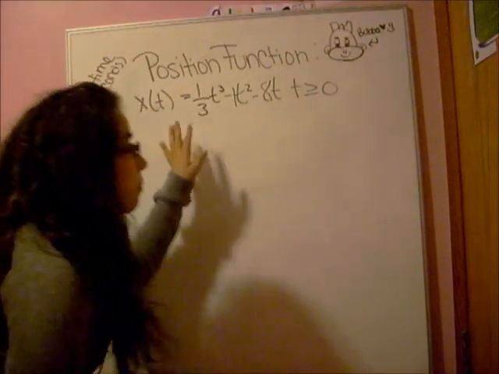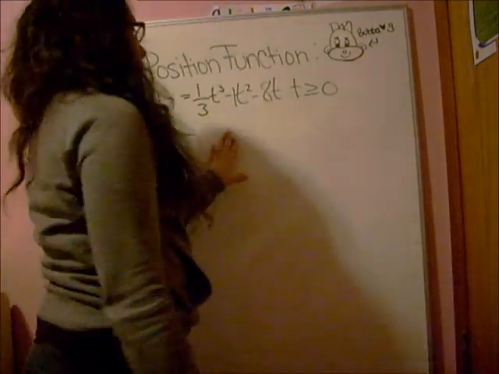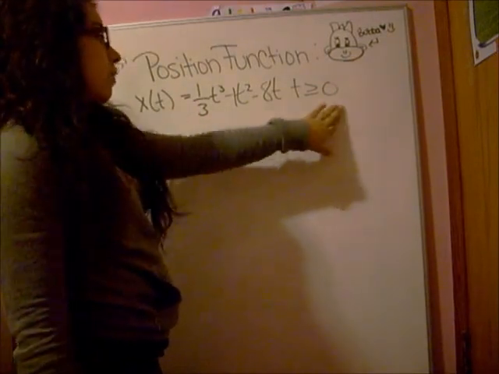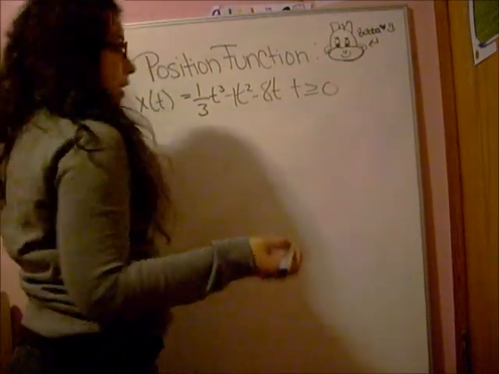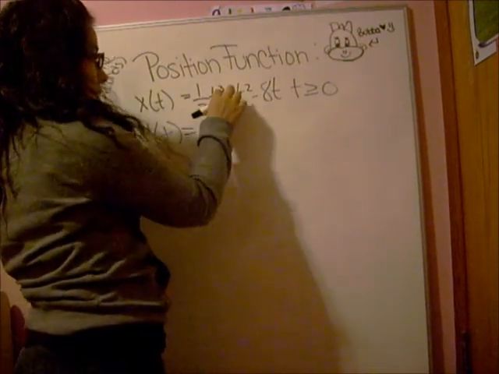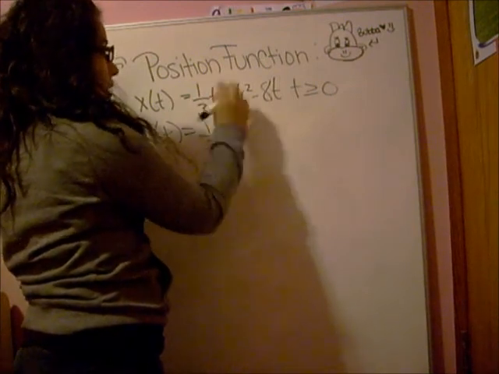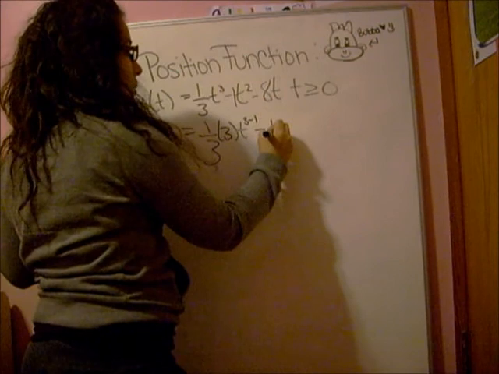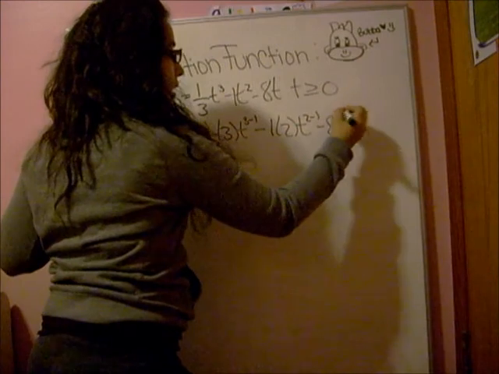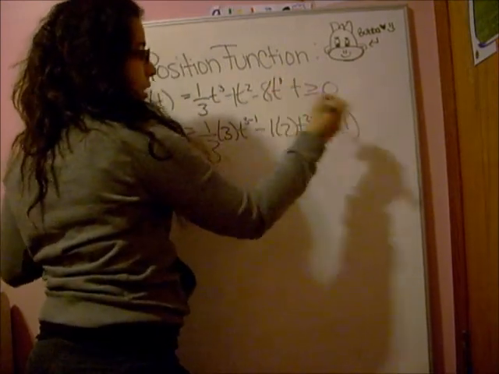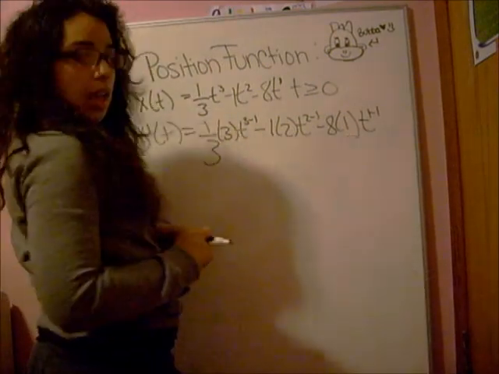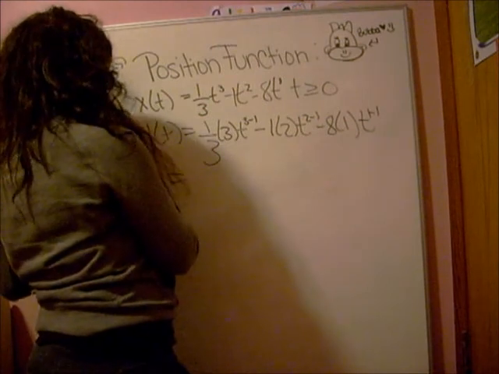Alright, well, here is our position function. In order to find velocity and acceleration, we're going to have to take a number of steps. The first step is to take the derivative of this whole formula in order to find the velocity. So what we do is 1/3 times 3, because that's the exponent, t to the 3 minus 1, minus 2 times 1 times t to the 2 minus 1, minus 8 times 1, because there's an invisible 1 next to the t, t to the 1 minus 1. Now we actually have to solve this and then figure out the velocity.